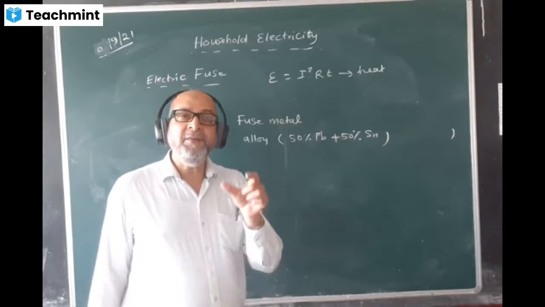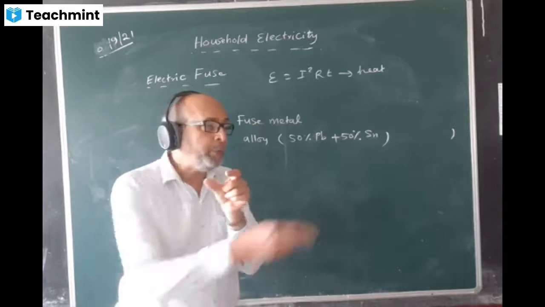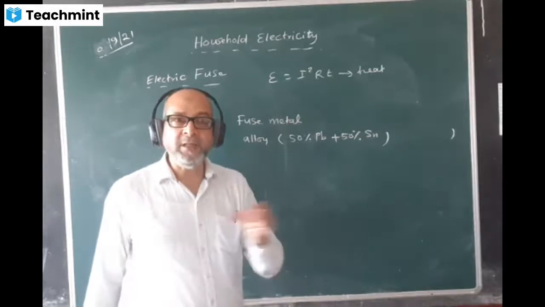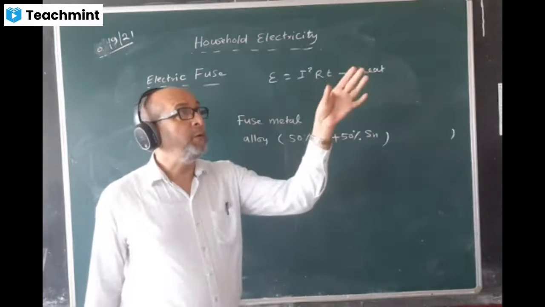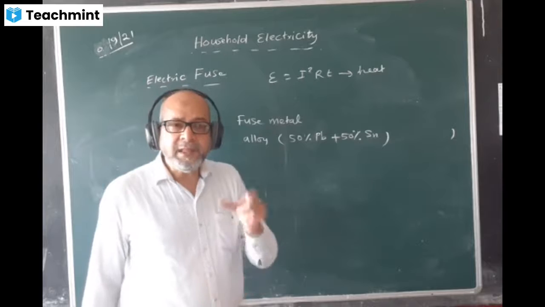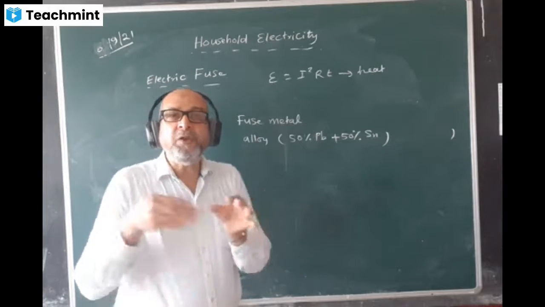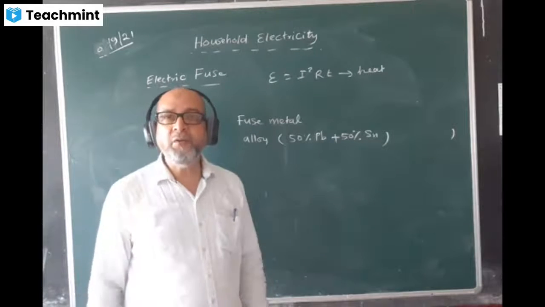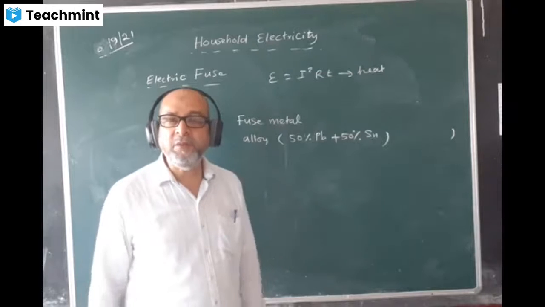Why are we using a fuse? We are using a fuse to protect the appliance from damage, and to protect the wire and cable inside from burning. That is the reason we are using it. But if it cannot stop current, then what is the use of the fuse? The entire purpose of the fuse is defeated.